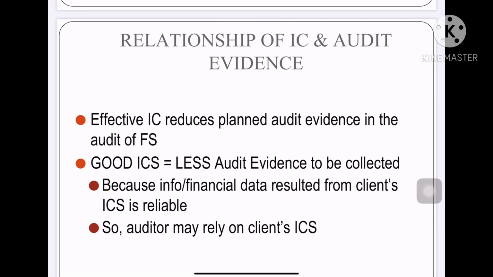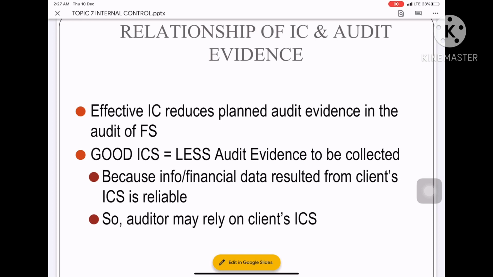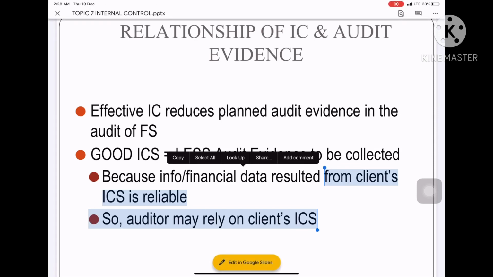So it means that if the internal control system of a company is effective, the depth of the sampling test can be reduced. Right? For example, good internal control. Second dot, good internal control system, less audit evidence to be collected. Why only less audit evidence? Because the info or the financial data resulting from the client's internal control system is more reliable. So when we can trust the system, we don't have to do thorough checking. So the auditor may rely on the client's internal control system if the internal control system is strong.